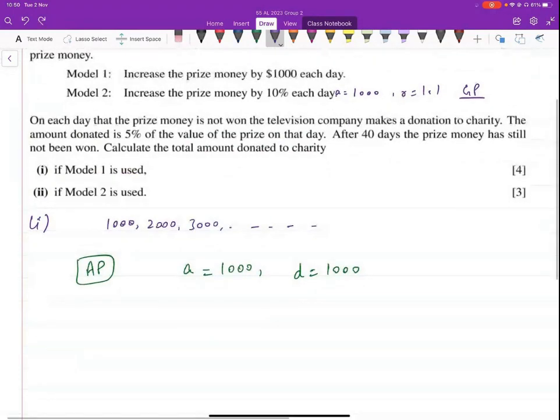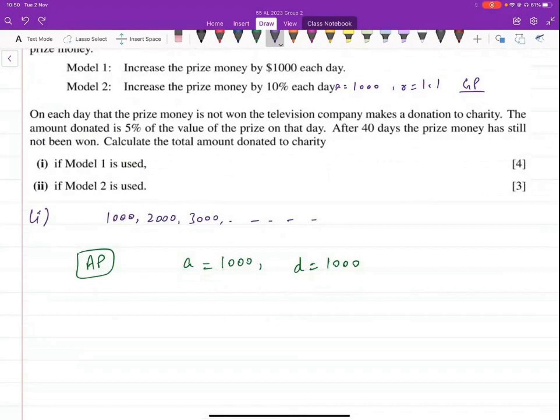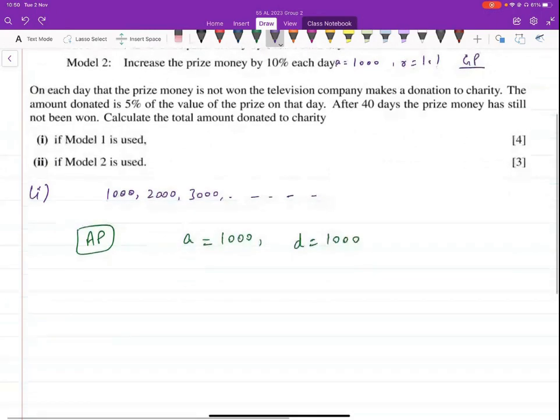But what exactly do we have to find? On each day, the prize money is not won. The television company makes a donation to charity. The amount donated is 5% of the value of the prize on that day. Okay, so every day, 5% of the amount is donated to charity. If the prize is not won, after 40 days, the prize money has still not been won. So 40 days ho gaye hain, and we have to calculate the total amount donated to charity. The total amount donated to charity, this is what we have to calculate.